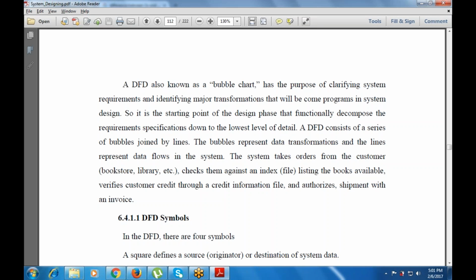And the DFD consists of a series of bubbles joined by lines. These bubbles represent the data transformations and the lines represent the data flows in the system. For example, the system takes the order from the customer, checks them against an index file listing the books available, verifies the customer's credit through a credit information file, and authorizes shipment with an invoice.